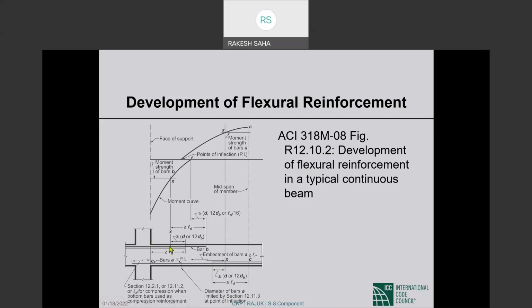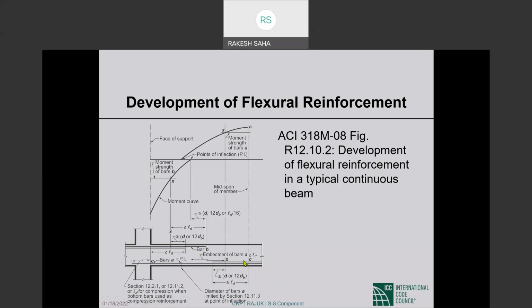Theoretical point of cutoff is here. We could cut the bars off here because here bars B can carry all the bending moments that need to be carried. But the bars that can be cut off have to continue beyond the theoretical point of cutoff by d or 12 times d sub b, whichever is the larger of the two. And then bars B have to have full development length beyond the theoretical point of cutoff here. The other bars are theoretically not required, but the bars that are continuing have to be fully developed.